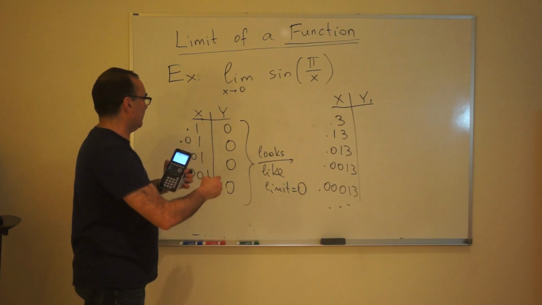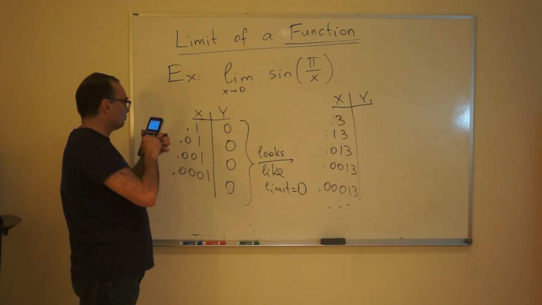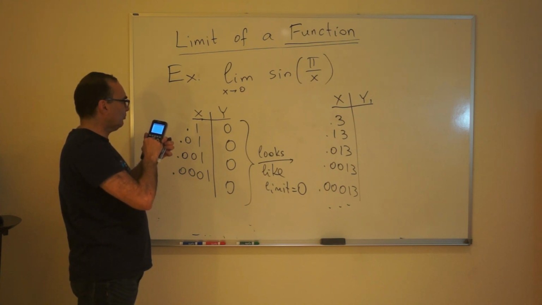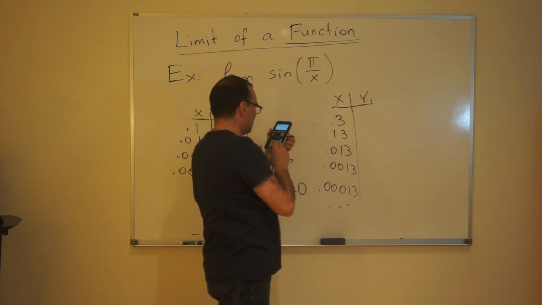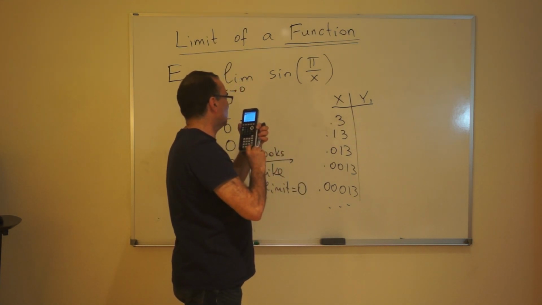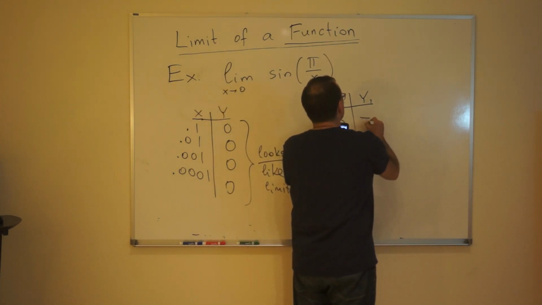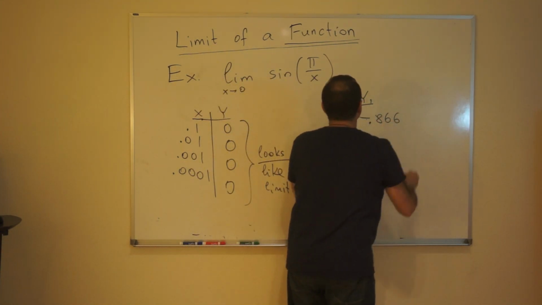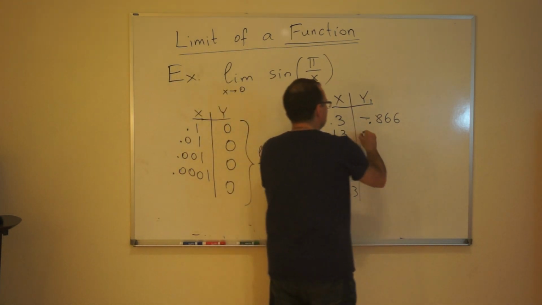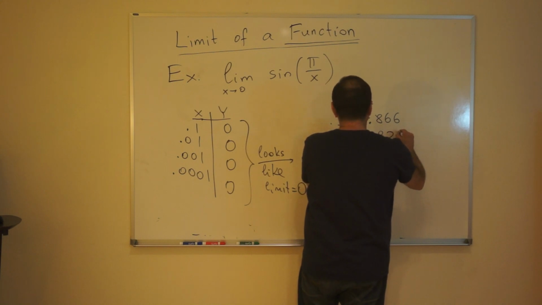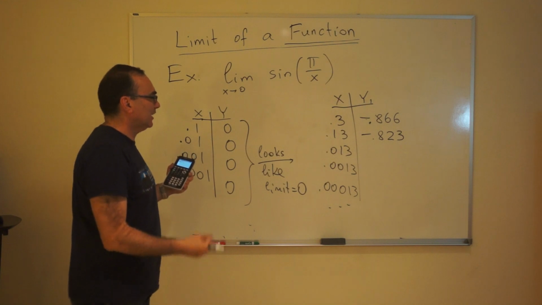But let's try to erase those x values, and instead enter the x values that I just wrote down. So 0.3, and suddenly we have an absolutely different answer. We get negative 0.866. If you try 0.13, we get negative 0.823. Seems like, at least the first digit is, negative 0.8.